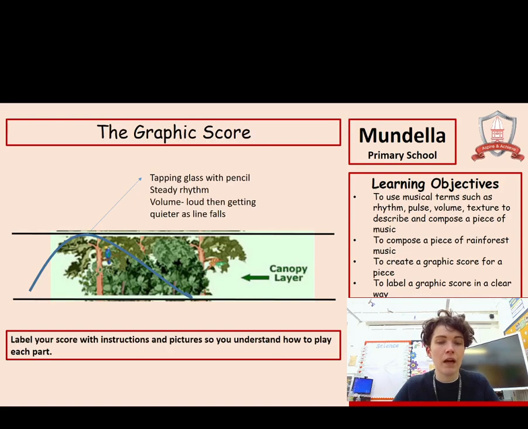So, as I mentioned to you, you're going to label your score with instructions and pictures so you understand how to play each part. Now what I have done on my canopy layer, if you remember, I was doing a bit of experimenting with the glass, and I also used a fork. Now you could use a fork, I could also use a pen. Depends on really what you think sounds best.